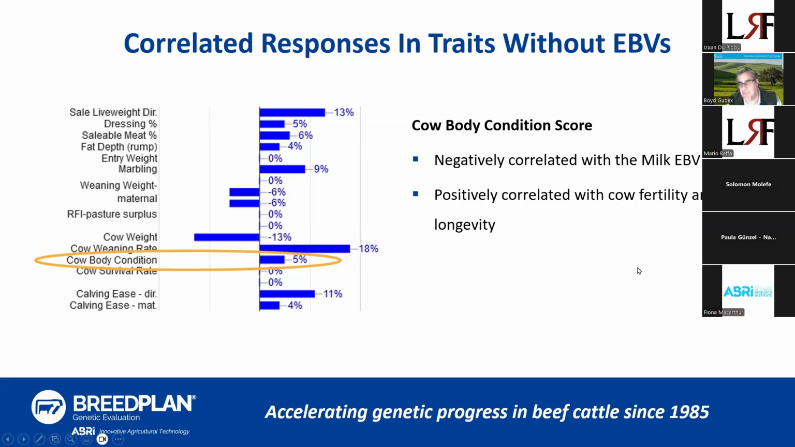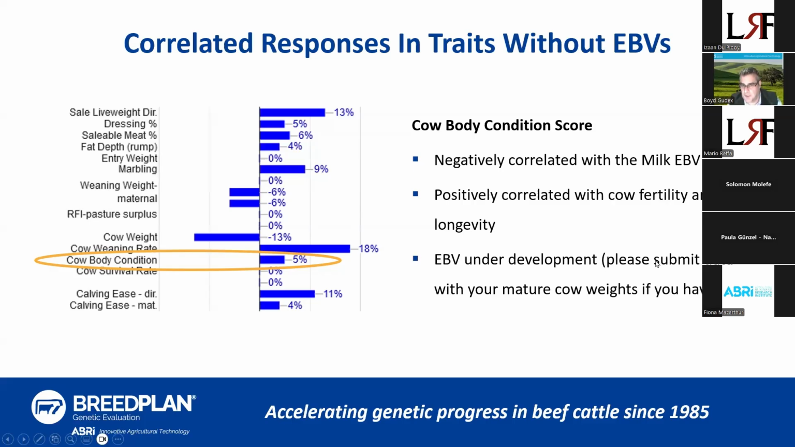That's a bit of a negative, because in reality, cow body condition score is positively correlated with cow fertility and longevity. So a cow that puts more into its calf is actually likely to be a cow that doesn't live as long or be as fertile. So it's very important to consider all of that when creating our indexes, which we do.